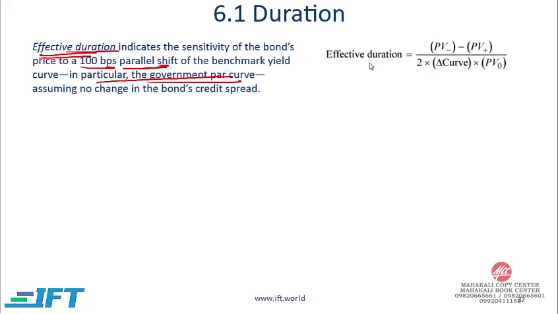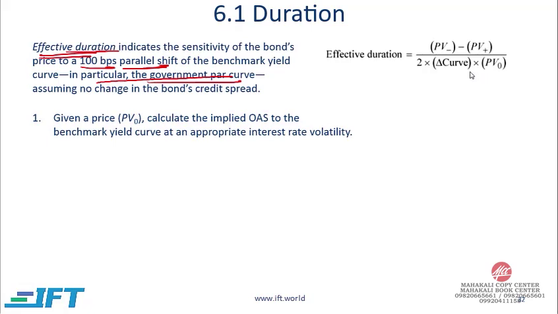The formula for effective duration is shown right here, and let's understand how the process of calculating effective duration works. Let's say we are given a particular price of a bond at a given interest rate. So say that price is PV0. At that price, we calculate the option adjusted spread to the benchmark yield curve, and obviously we need to assume a certain level of volatility. And earlier we have talked about how to calculate this option adjusted spread. Let's say that this option adjusted spread is 20 basis points.